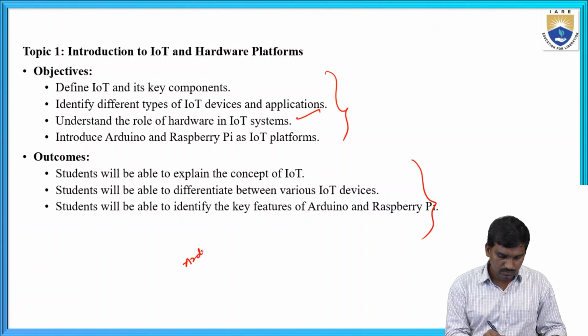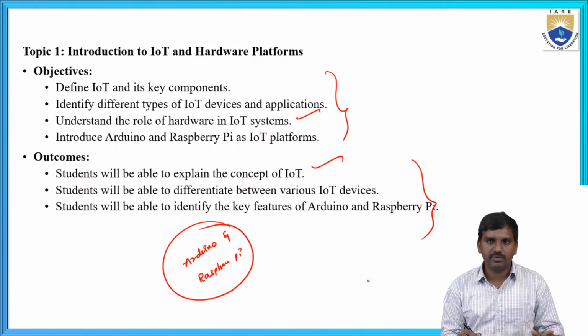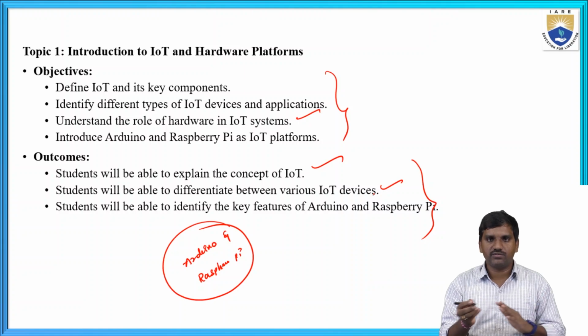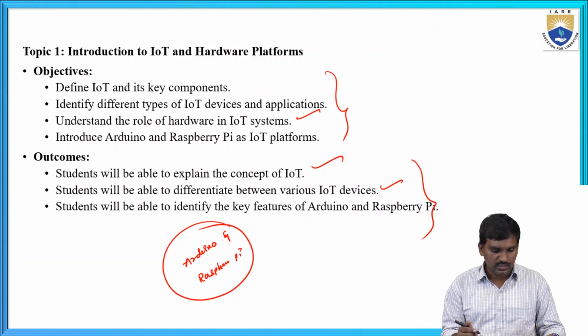Arduino and Raspberry Pi. Outcomes: students should be able to explain the concept of IoT. They are able to differentiate between the various IoT devices, like different sensors gathering different data. Students will be able to identify the key features of Arduino and Raspberry Pi.